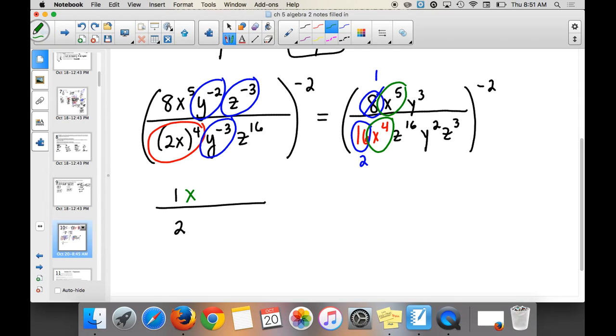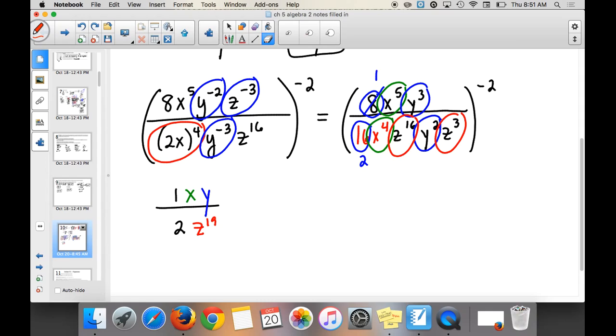And then I'm going to go through and look for my y's. So I have a y cubed and a y squared. So I get a y on top, right? And then how about my z's? Z to the 19th, exactly. And we're all raised to the negative 2 still.